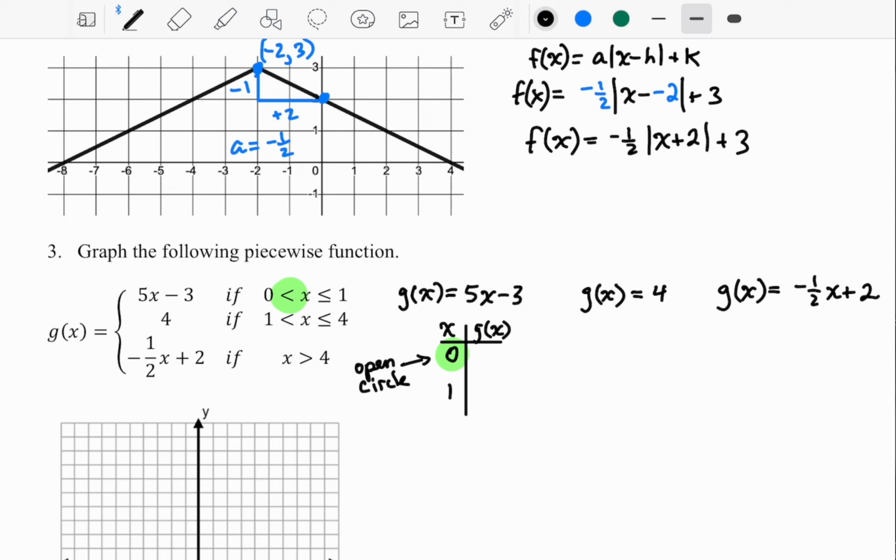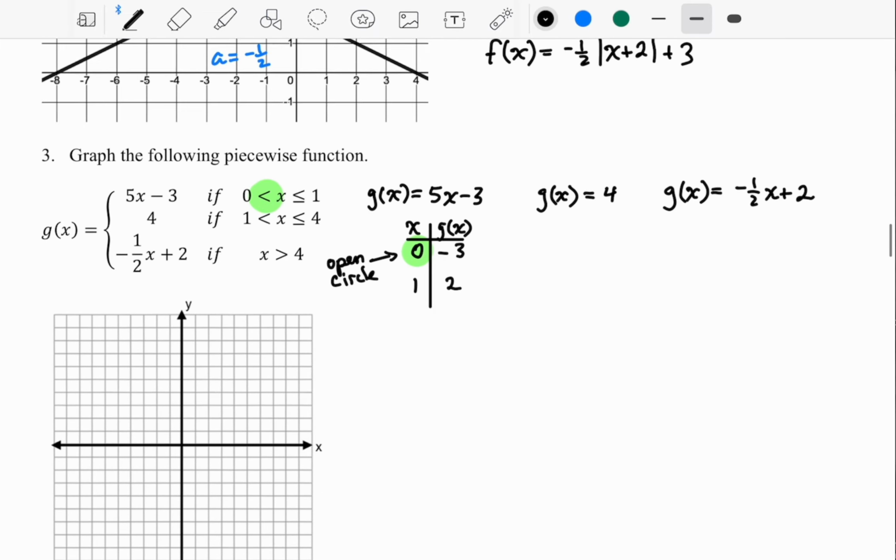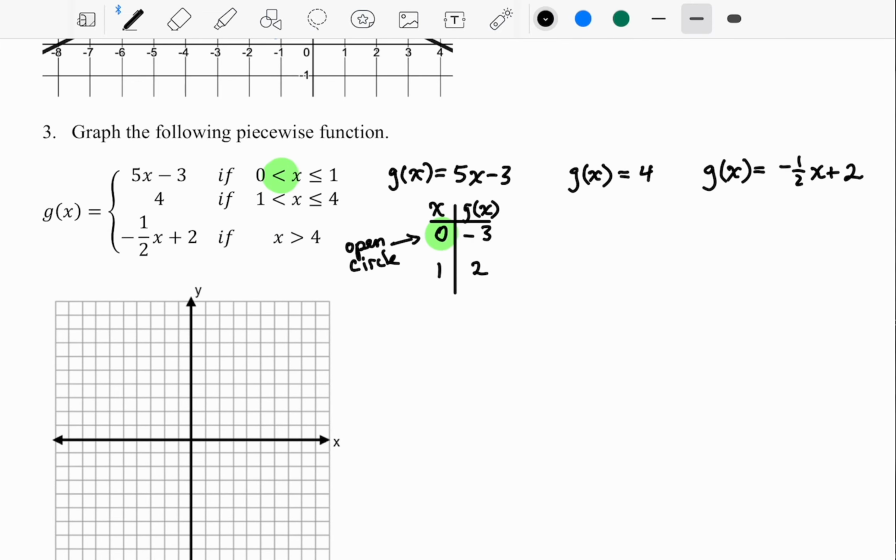But we plug these two values into the relevant function, and that's really the end of it. We have our points and we connect them on the graph. So if I plug in a 0 for x, I get a negative 3. If I plug a 1 in for x, I get a 2. So on the graph, I'm plotting 0, negative 3, but with an open circle, and 1, 2 with a closed circle, connected with a line segment.